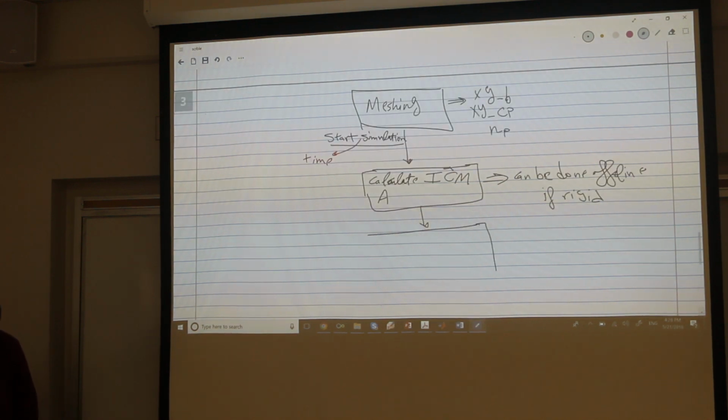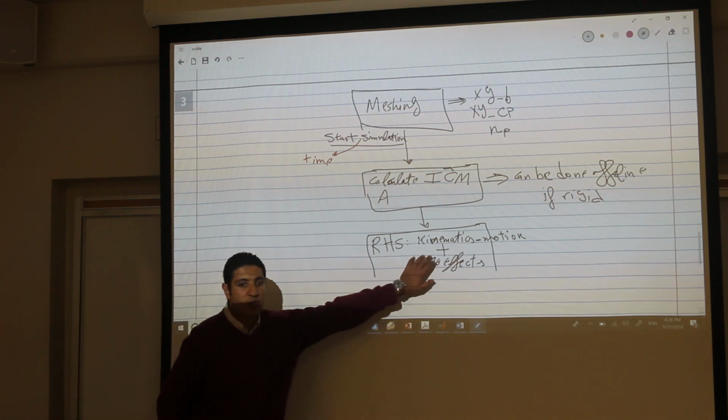Do you remember how many pieces the right hand side has? How many major pieces? Motion, very good. And what else? And wake effects, very good. So the motion is given, so get me your kinematics or motion plus wake effects. So for the wake effects here, you can see that we're going to call the Biot-Savart law in wake times, right?